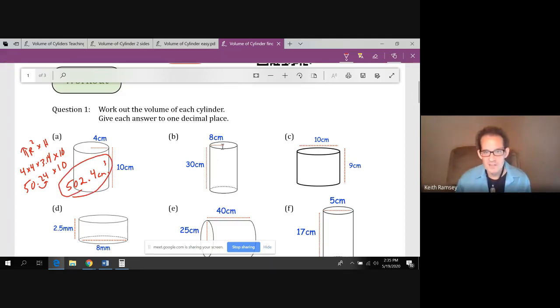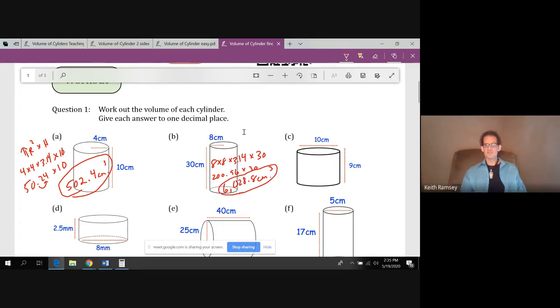Let's look at B. Again, this is half the distance across the circle. That's the radius. We want that. So I'm going to have 8 times 8 times pi. That gives me the area of the base, times the height, which is 30. So I know 8 times 8 is 64, times pi is going to equal 200.96 times the height, which is 30. And that's going to equal 6,028.8 cubic centimeters for part B.